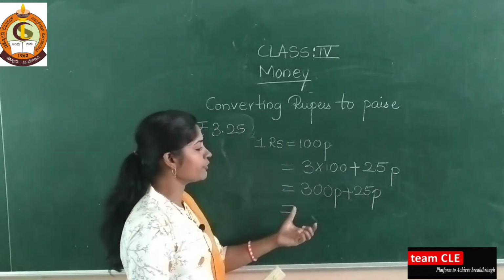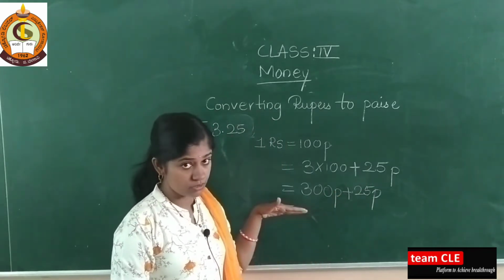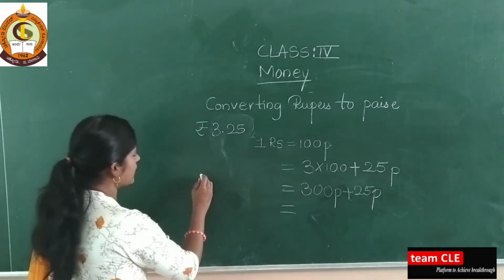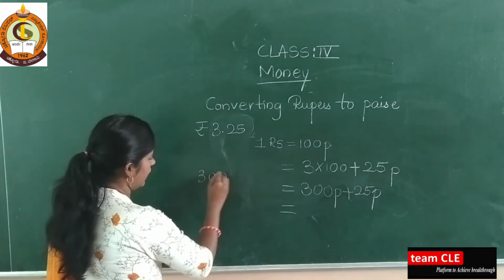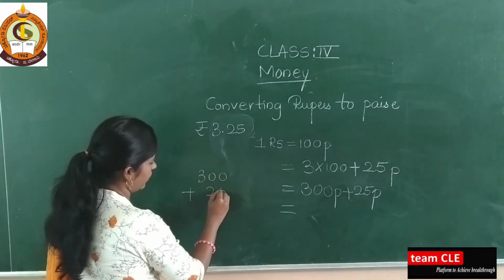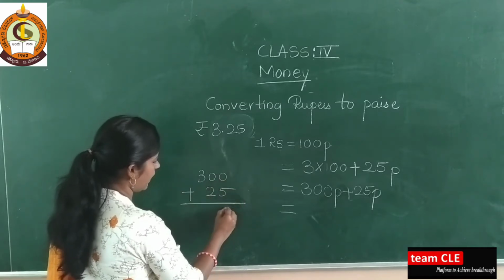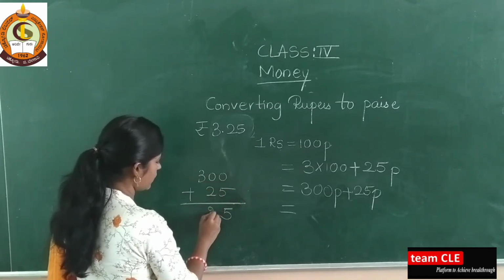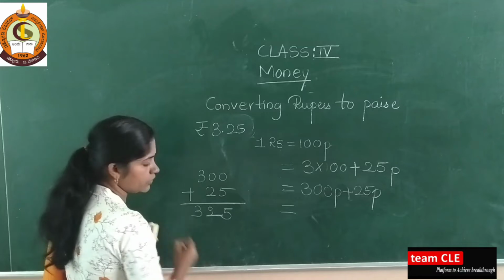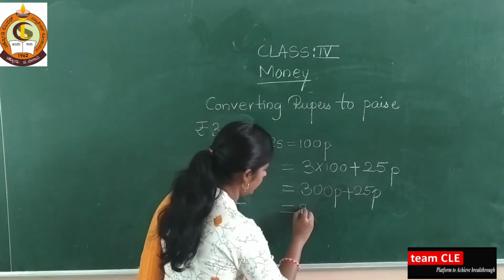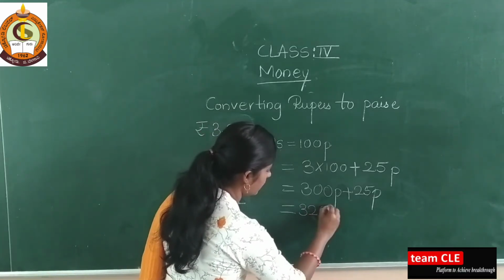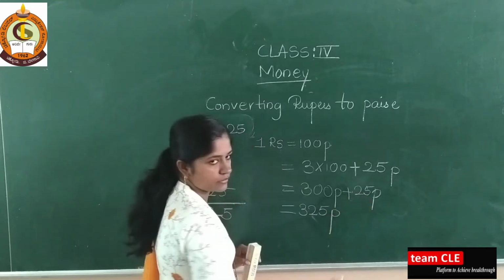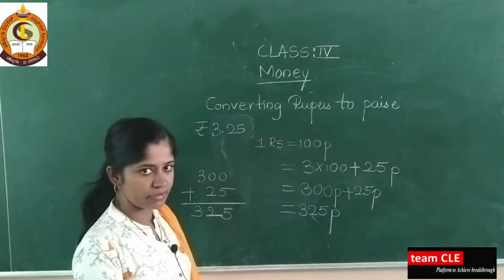Dear students, if you can't add this horizontally, do this as rough work. 300 plus 25. So add this. 0 plus 5 is 5. 0 plus 2 is 2. And this 3 you keep as it is and write here 325 paise. I hope you are getting my point.